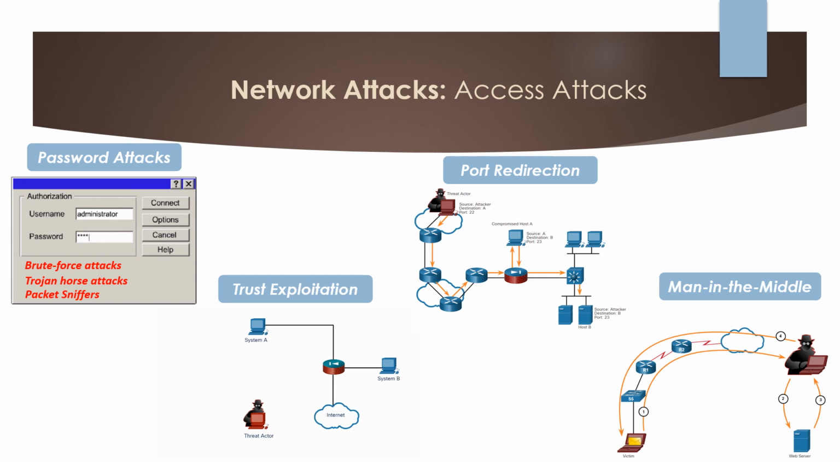In step 1, when a victim requests a web page, the request is directed to the threat actor's computer. In step 2, the threat actor's computer receives the request and retrieves the real page from the legitimate website. In step 3, the threat actor can now alter the legitimate web page and make changes to the data. In step 4, the threat actor forwards the requested page to the victim.